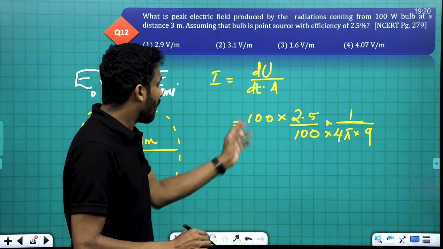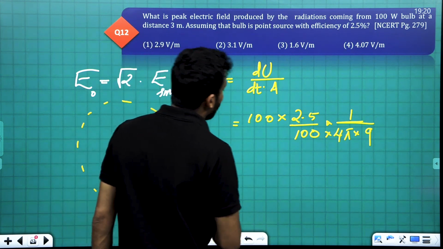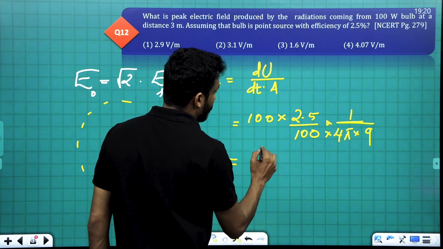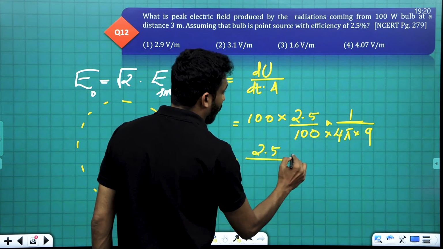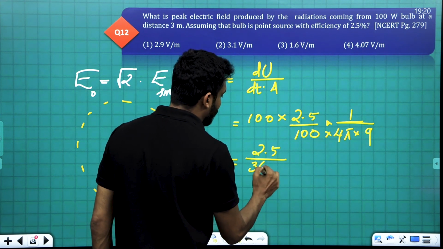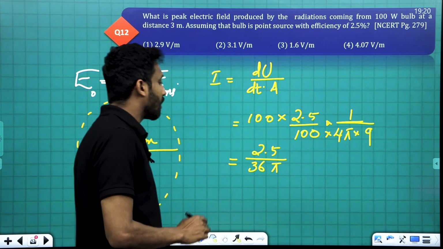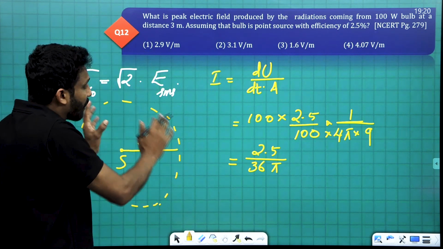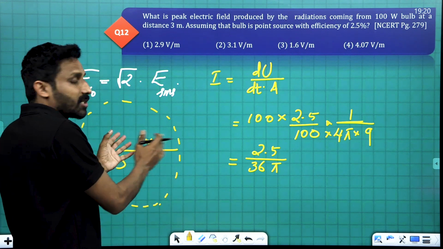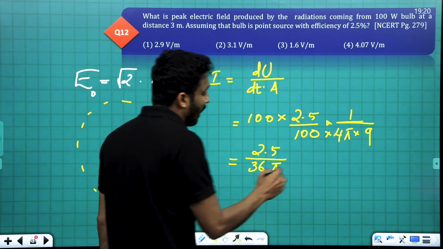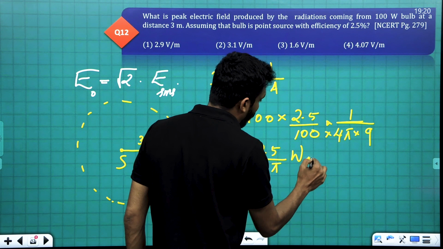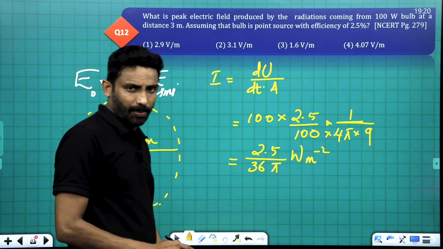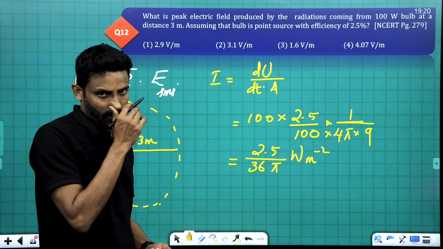Clear? Yes. 100 is cancelled. Then we get 2.5 divided by 4 into 9, that is 36 pi. This much intensity is reaching this particular sphere, which is at a distance of 3 meters away, and its SI unit is watt per meter square.